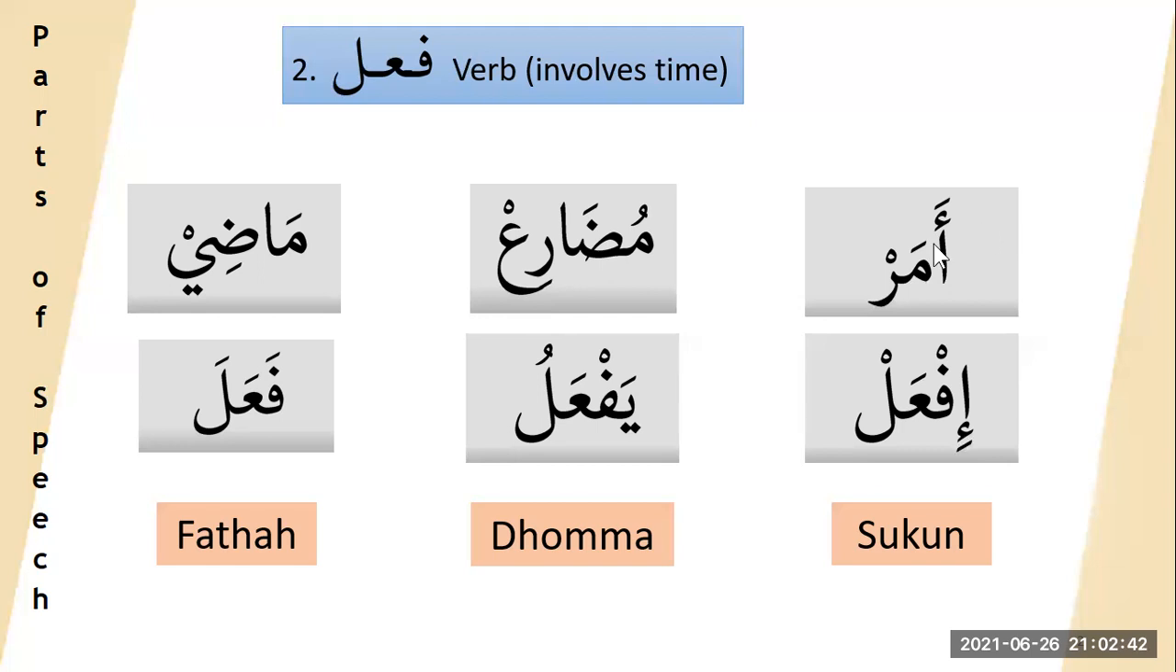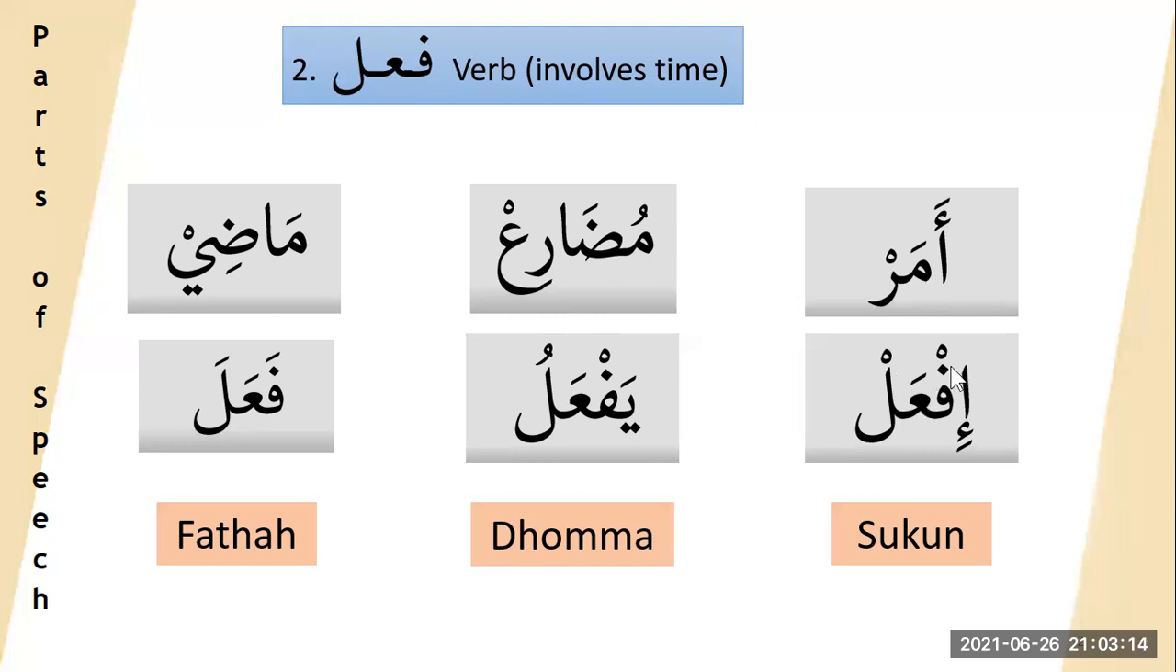The third one is amar. Amar means command verb. How do you recognize it? With a sukun. The last letter normally receives a sukun. Most of them will have a hamza at the front, either with a kasra or with a dhamma. If it doesn't have a dhamma or a kasra, it is written normally with a hamza wasl.